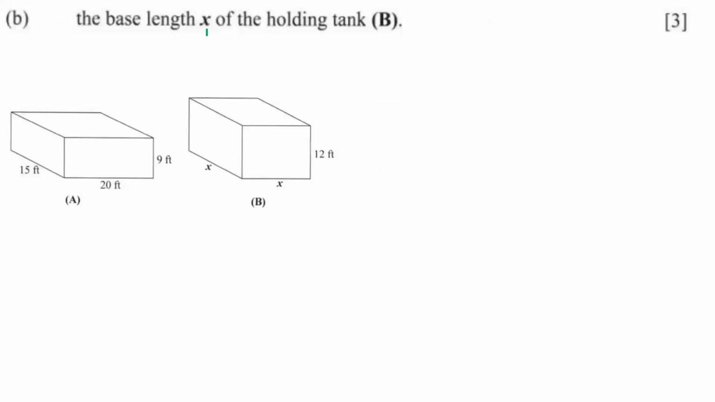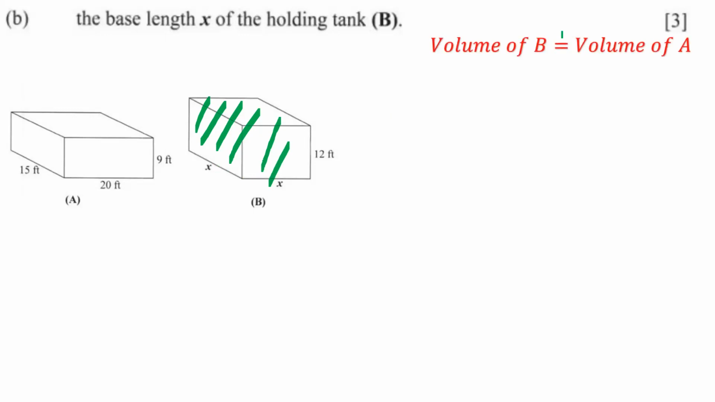It says, calculate the base length of the holding tank. So we need to figure out what this X is. To figure out the volume of this shape, we need length times width times height. The length is X, so we have X times X times 12 is going to be equal to 2,700.